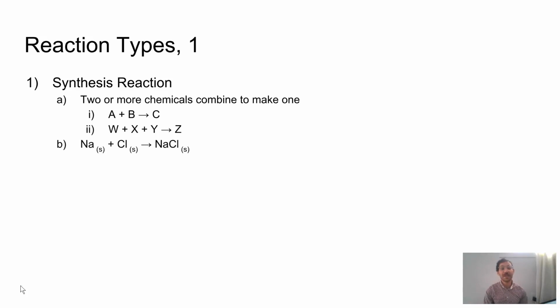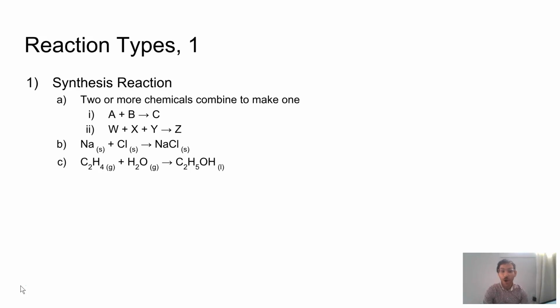Some real examples would be if you took some solid sodium and some solid chlorine. I don't know how you're going to get a solid single chlorine atom, but whatever. And you mash those together, they'll make NaCl. That is a synthesis. We've taken two things and combined them. We've synthesized something new.